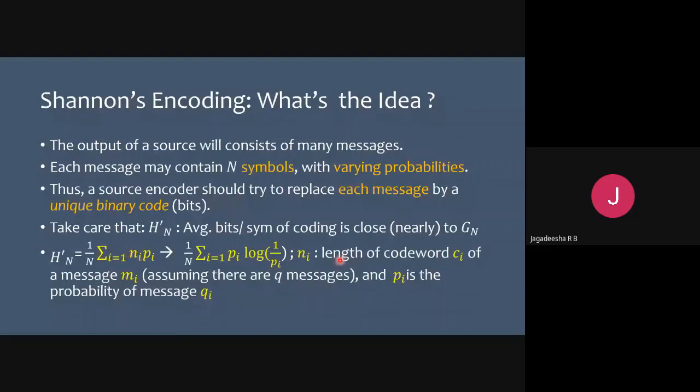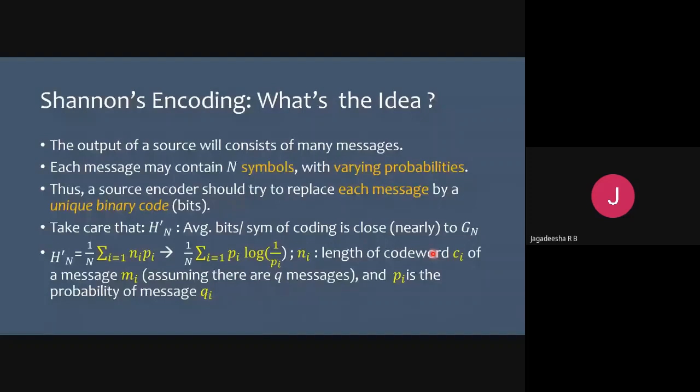So when we represent a message by a code word, for example A, we represent it as 00. So 00 is the code word c_i, and n_i is the length of the code word. See, how many bits does this code word have? 00, so 2 bits, right? So the length is 2, n_i is 2.